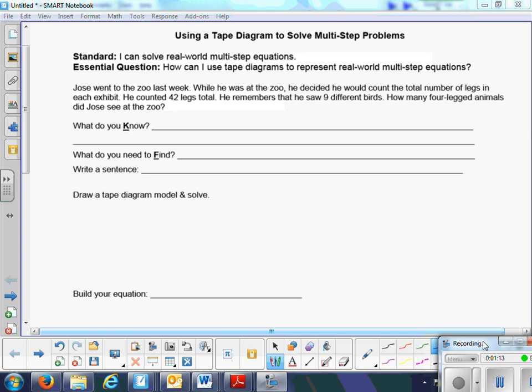Jose went to the zoo last week. While he was at the zoo, he decided he would count the total number of legs in each exhibit. He counted 42 legs total. I'm going to stop right there. I'm going to use that little slash to show that I know I need to stop because I have just found some important information. What do I know? I know that there were 42 legs total.